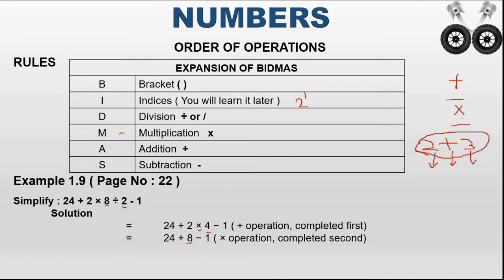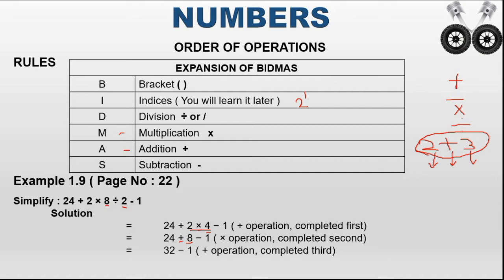So can we change it to 8? Instead of 2 into 4 I can write 8. The remaining we write as they are. So what do I have to write? 24 plus, instead of 2 into 4 I write 8, then minus 1. Okay, so what should we do next? What is the next operator? Addition. So I have to choose the addition. Where is the addition? Here. The addition operator is here.